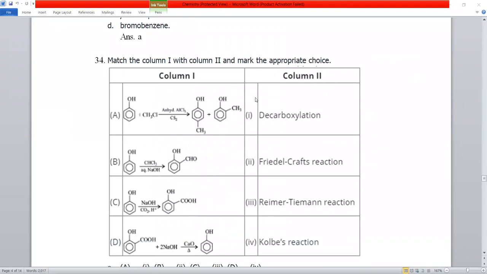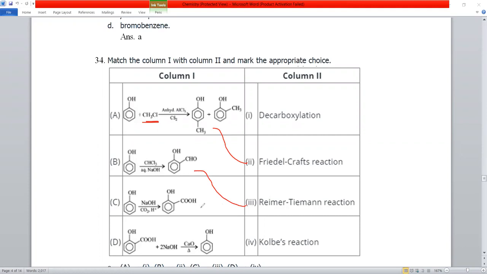Next question number 34. Match the following. Here the first reaction is alkylation, the Friedel-Crafts reaction. The next reaction is a very famous reaction: phenol treated with chloroform in the presence of a base. It is the Reimer-Tiemann reaction. Next reaction, phenol treated with NaOH will give us salicylic acid.